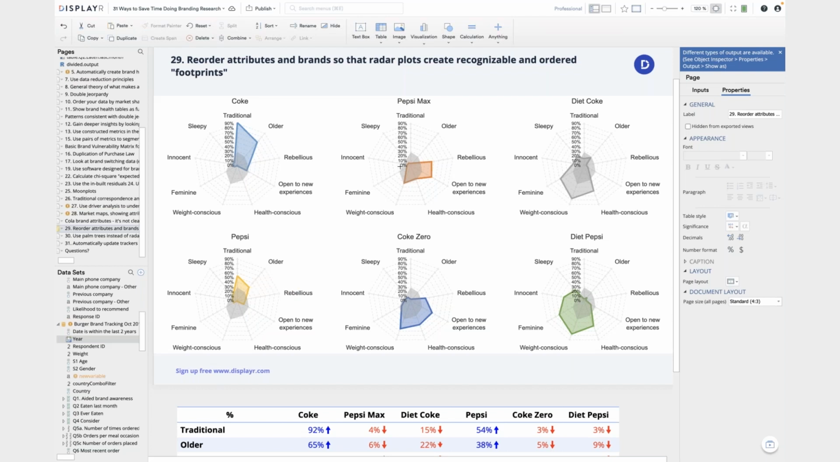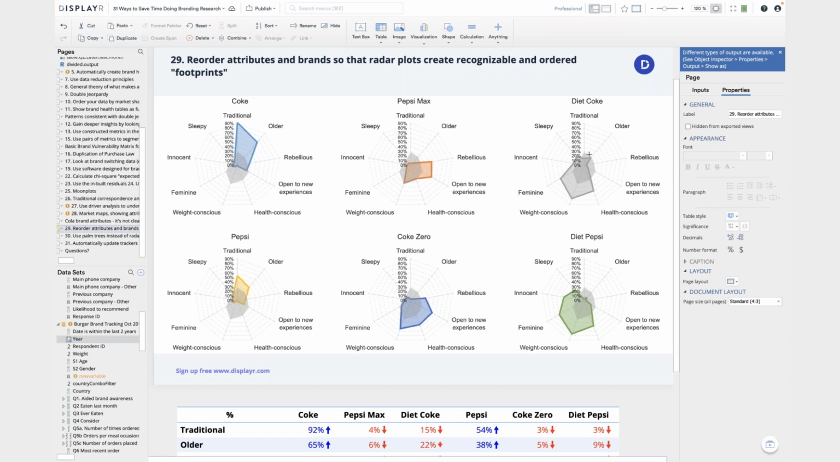Now contrast that to Pepsi Max and Coke Zero. Their shape is completely different. It's a different footprint. They're broadly similar. They're indexing on rebellious, open to new experiences, health conscious and weight conscious, but we can see that in general Coke Zero's footprint is a little bit bigger, but weaker in terms of open to new experiences and rebellious. So while Coke Zero and Pepsi Max are broadly similar, Coke Zero skews more to the health dimension and Pepsi Max more to the rebellious and open to new experiences dimension.